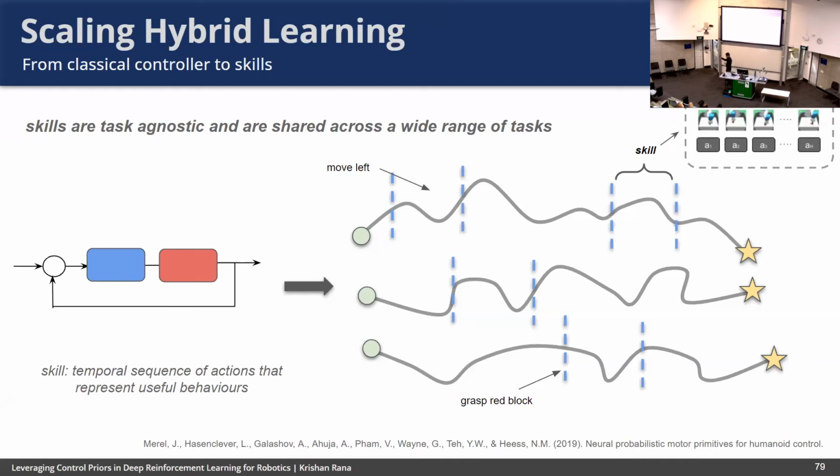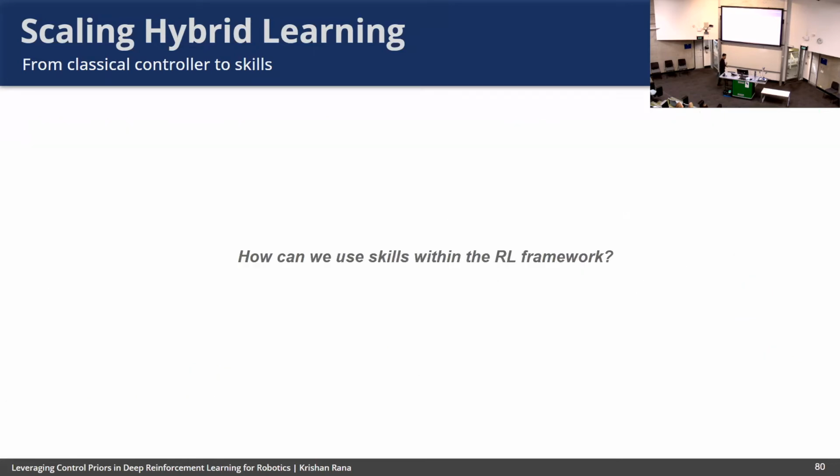We run a classical controller multiple times, collect a complete trajectory, and decompose it into skills. So now we have a database of task-agnostic skills, which we can reuse for reinforcement learning. So the question now is, okay, you've got a task-agnostic variant of your classical controllers. How can you use them in the reinforcement learning framework, right?